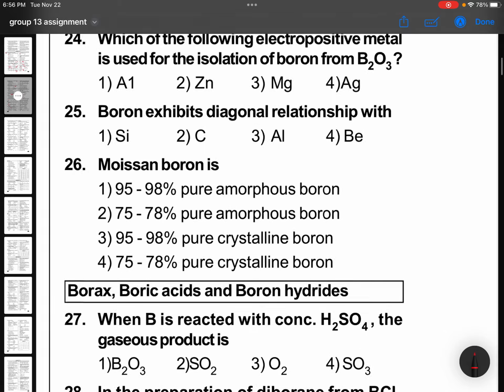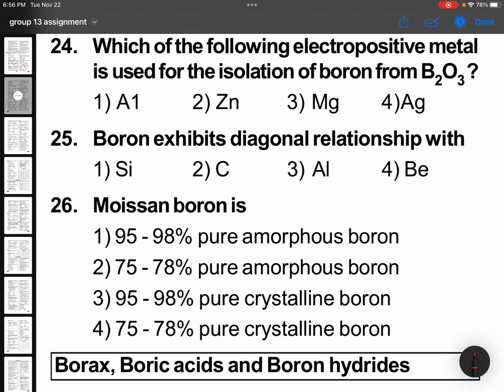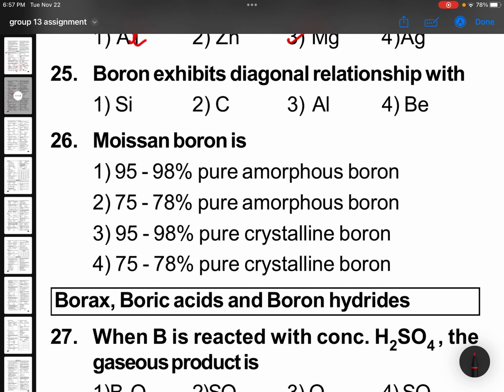Coming to the 24th question. Which of the following electropositive metals is used for the isolation of boron from B2O3? That means it must be highly electropositive, and that job is done by magnesium. This is not Al, this is aluminum. Okay, sorry. Boron exhibits a diagonal relationship with silicon. Boron is of the third group, silicon of the fourth group.